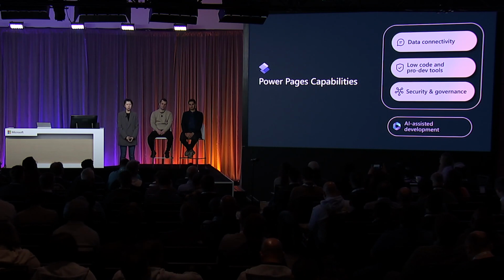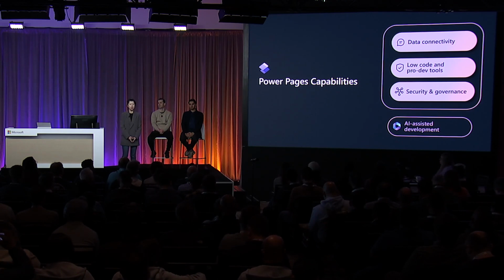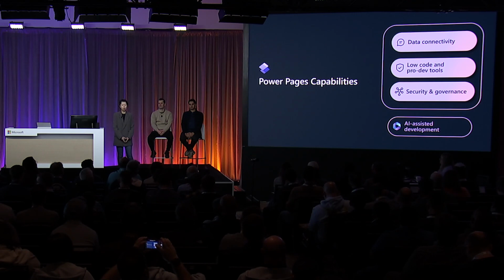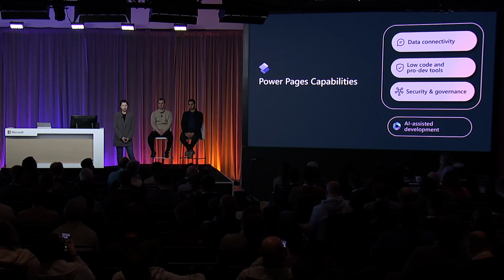Power Pages is optimized for Fusion teams with low-code makers, professional developers, and IT admins to build and launch data-centric sites. Power Pages has 4 key capabilities, and in this session today, we're going to be focusing on the first 3: data connectivity, low-code and pro-dev tools, and security and governance. The 4th capability is AI-assisted development, which we won't be covering in today's session.